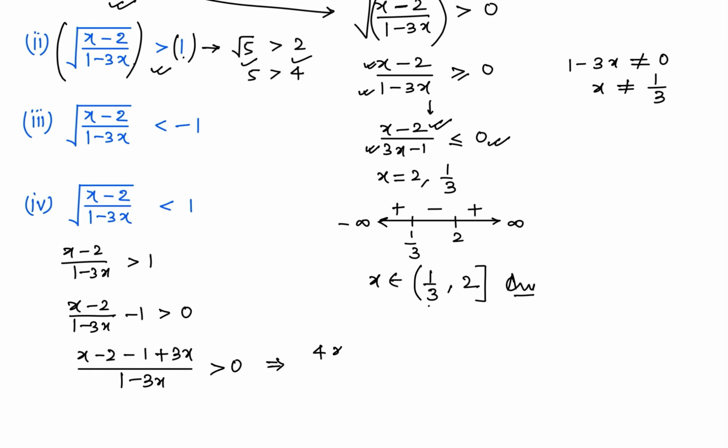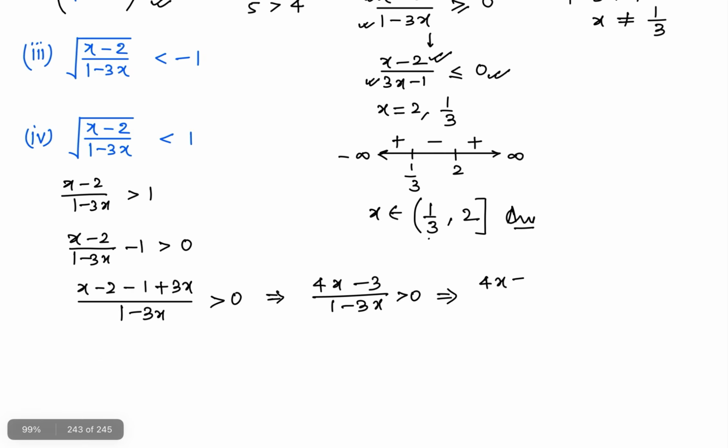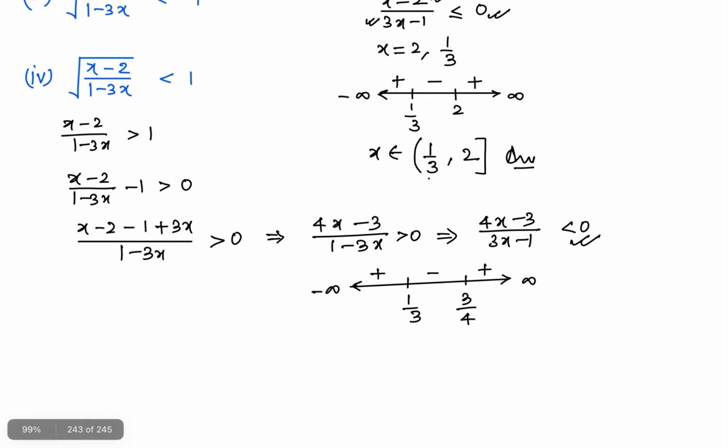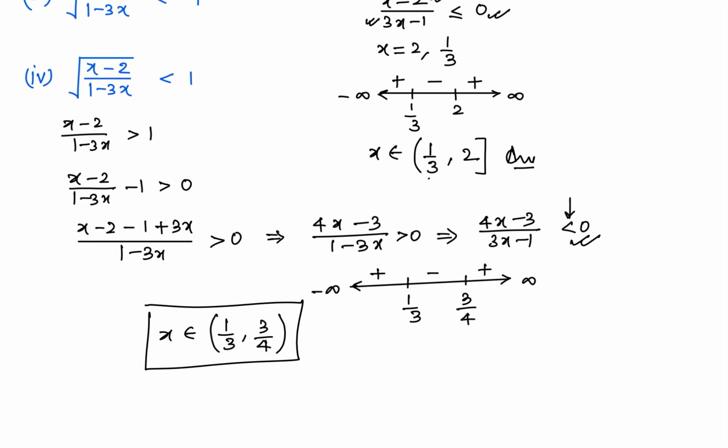We will solve this. (x minus 2 minus 1 plus 3x) divided by (1 minus 3x) greater than 0. After solving, we get (4x minus 3) divided by (1 minus 3x) greater than 0. Now make sure the coefficient of x present everywhere is positive. So (4x minus 3) divided by (3x minus 1) will be less than 0. Now we will plot the wavy curve for this inequality. So here it will be 1 by 3, here it will be 3 by 4. The rightmost interval will be positive, then negative, then positive. So we will take only those intervals which are negative. So x belongs to 1 by 3 to 3 by 4. Here we can see that there is no equality sign, so both will be open. So this is the answer of the second question.